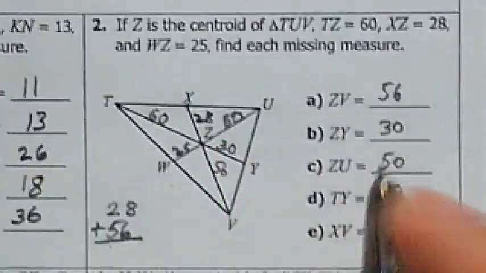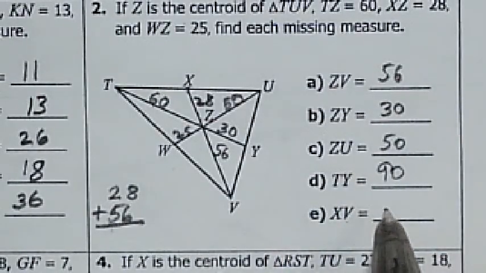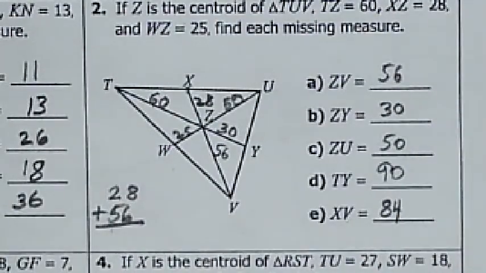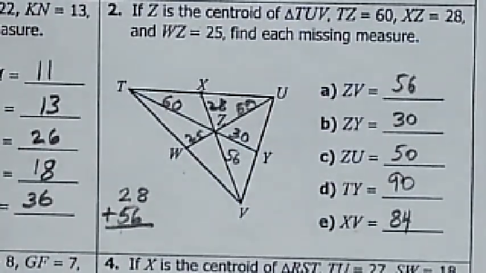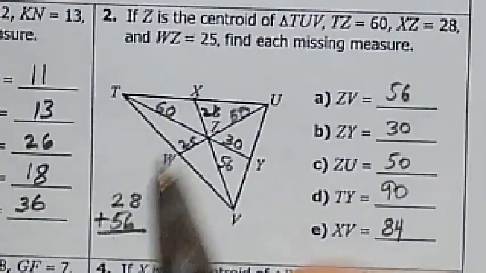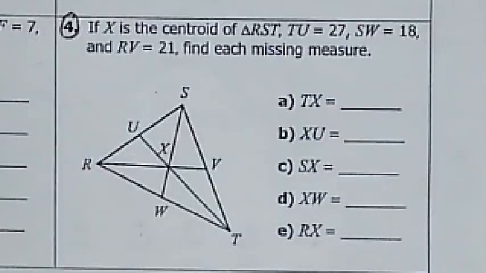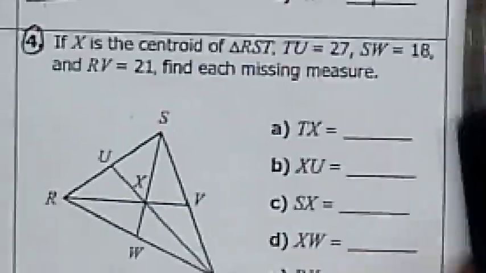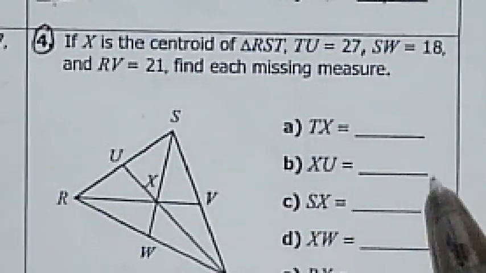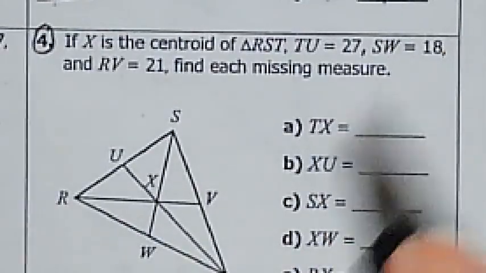Perfect. And now the last one I want to do with you, so I can give you a chance to work independently, which is coming up in 2 seconds, is number 4. It's important that I do number 4 with you. In number 4, they are going to give you the entire median length. So, for example, from T to U is 27.